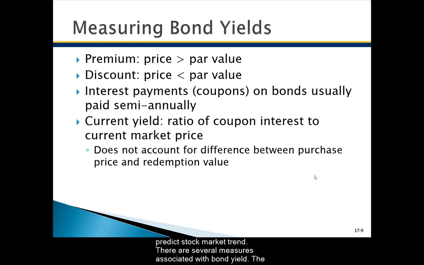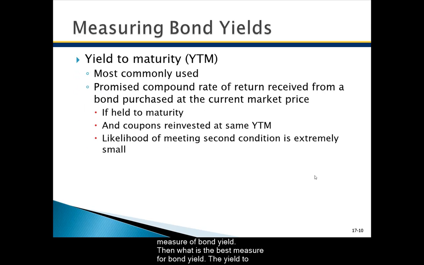There are several measures associated with the bond yield. The first one is coupon rate. The second one is current yield. The coupon rate is the stated rate in the bond contract, and the current yield equals coupon divided by bond price. The coupon rate has nothing to do with the bond yield. The current yield is an okay but not a great measure of bond yield. Then, what is the best measure for bond yield? The yield to maturity is.